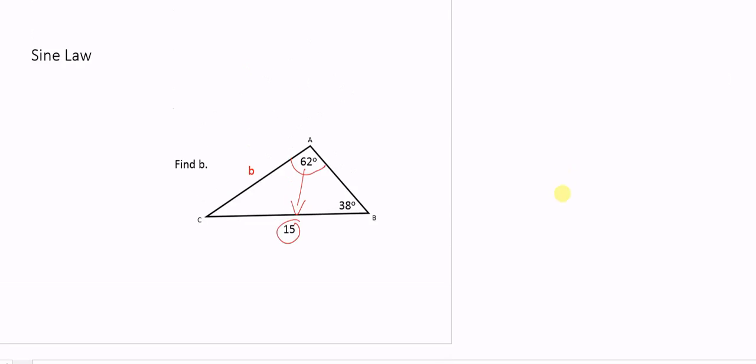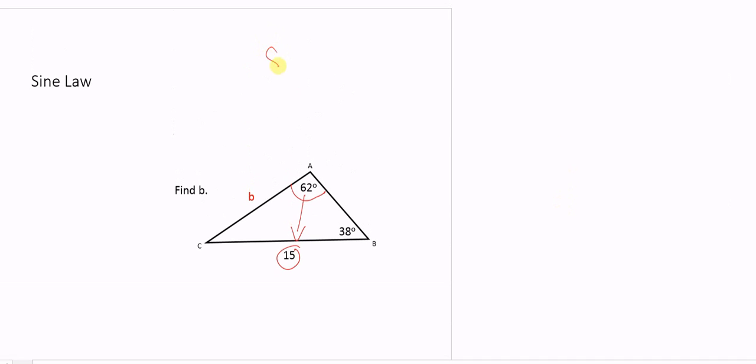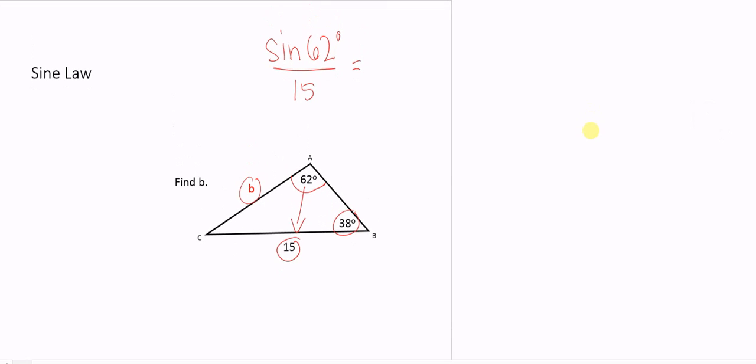We know that angle A is equal to 62 degrees, so the sine of 62 degrees over its opposite side, which is 15, is going to be equal to, we're going to choose our pairing here, in which we are asked to find side B. So we're going to have the sine of 38 degrees over side B.